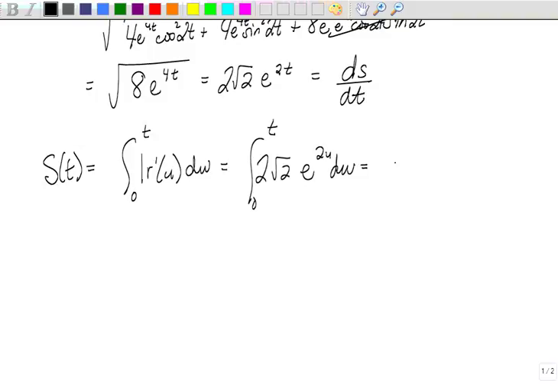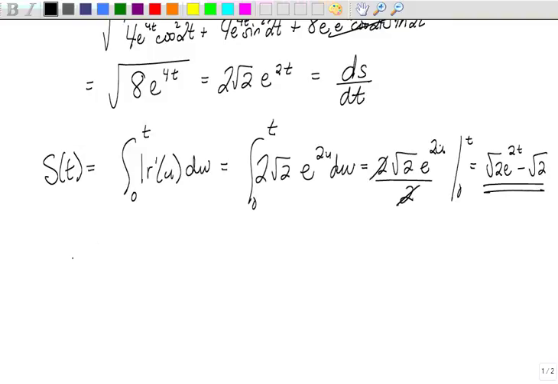Okay, divided by 2, so it's going to be square root of 2 e to the 2t minus, and plug in a 0. Well, I'll do all my work. I'm going to plug in 0. That's just going to go to 1. Alright, so I have s is equal to square root of 2 e to the 2t minus square root of 2. I solve this for t.